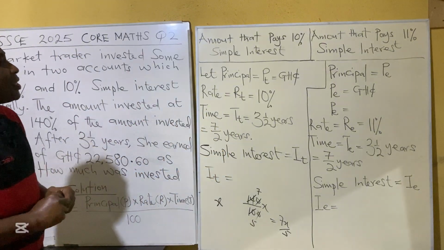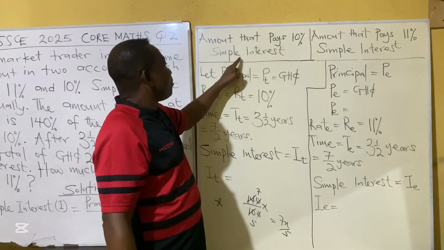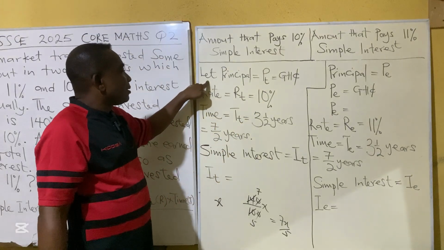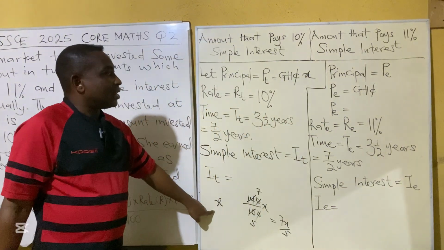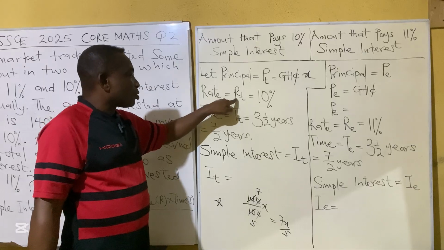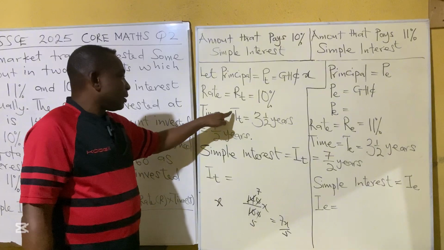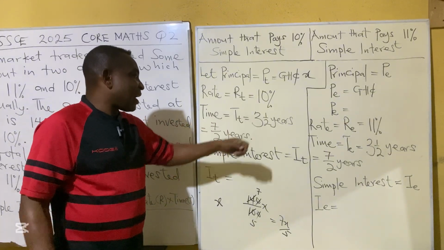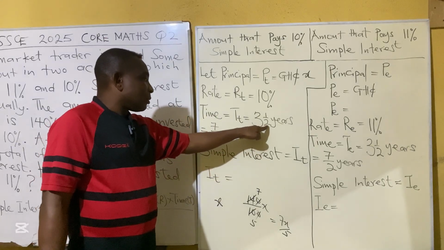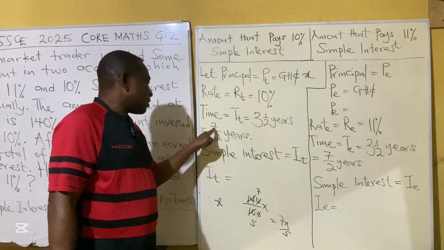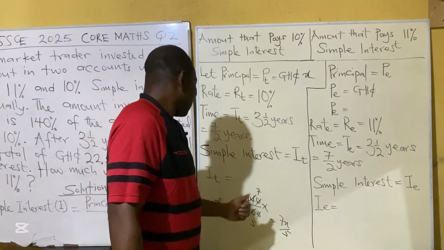For the amount that pays 10% simple interest, let the principal, that is PT, equal x. The rate, RT, is equal to 10%. Time, TT, is equal to 3.5 years. So we need to convert this to an improper fraction. 2 times 3, 6, plus 1, 7. So 7 over 2 years.